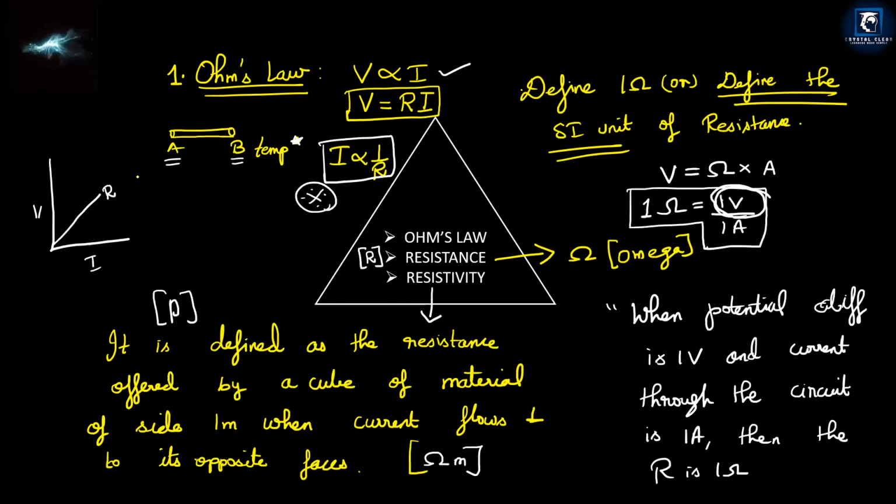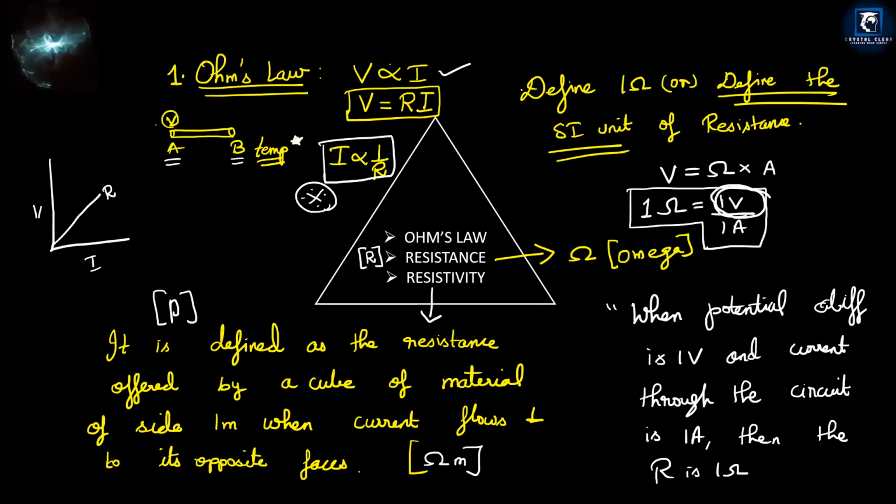How will you say it in a statement? Just keep this figure in mind, this A, B wire and temperature, these two words. Now see how I'm going to define it. V is potential difference, right? Potential difference across the two points of a metallic conductor, that's why I've written A and B, is directly proportional to the current through the circuit, provided the temperature remains constant. That's it, right? And V is equal to RI, we all know.